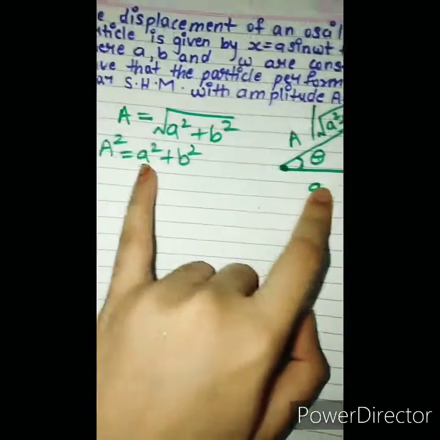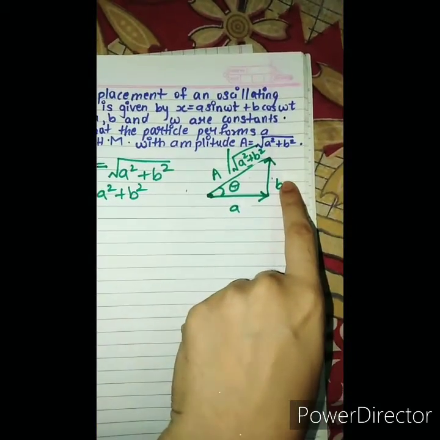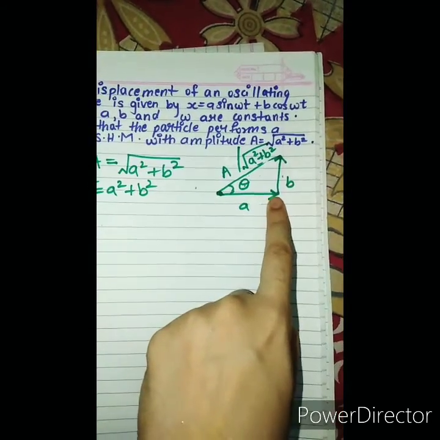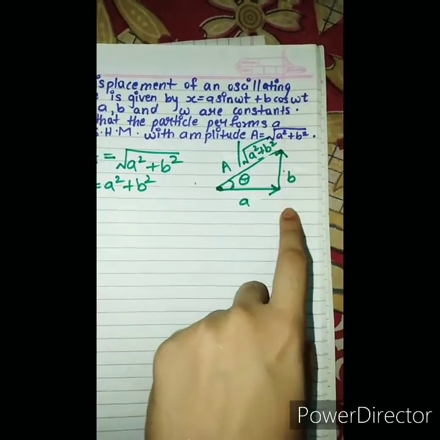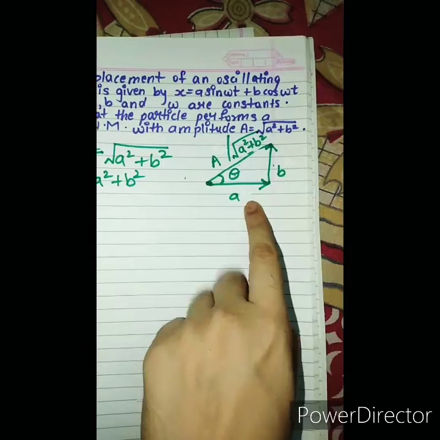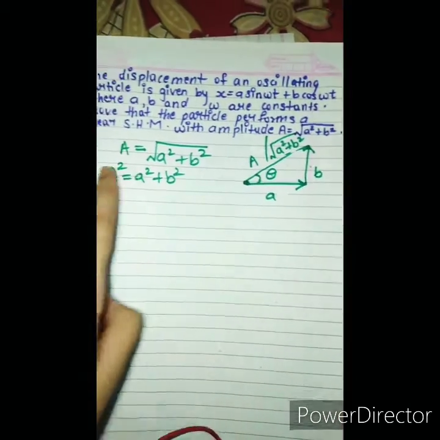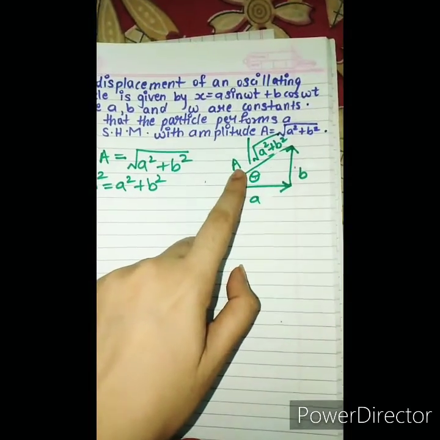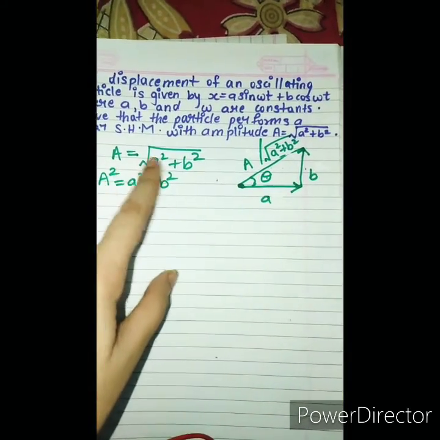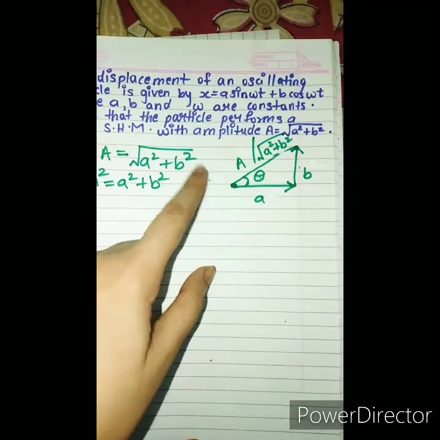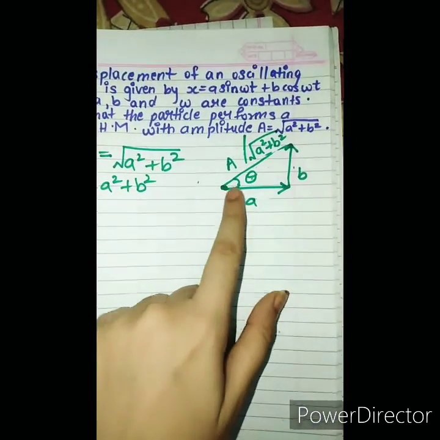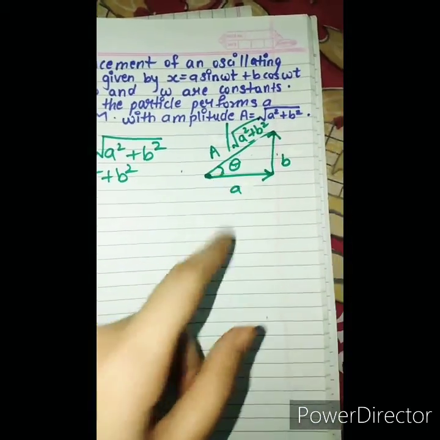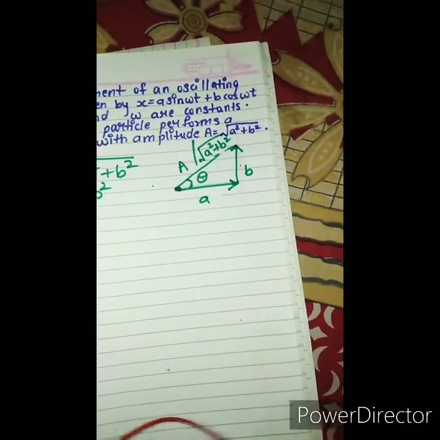This is my one side, which is nothing but a, other side b, as we are going from here towards this side. So I have just drawn the arrows a, b, and my hypotenuse, that is capital A. One side, other side, and my hypotenuse. A can also be written as square root of a square plus b square. So I hope you understood this, and this is taken as angle theta using our trigonometry.